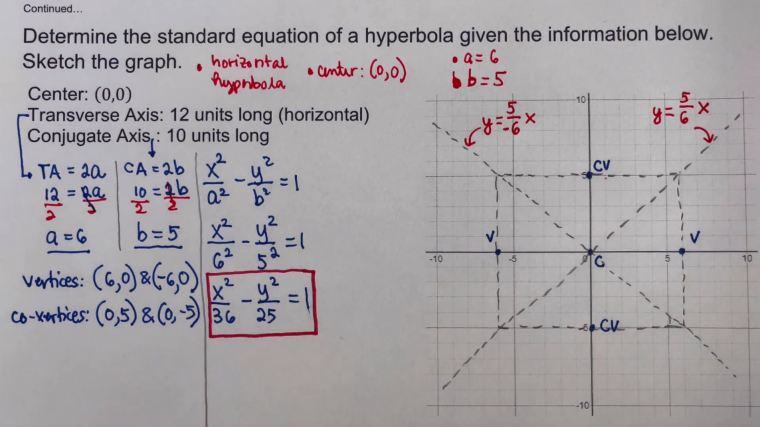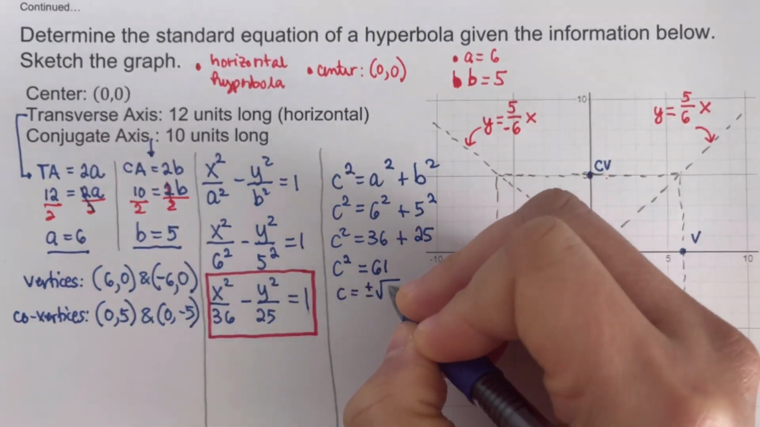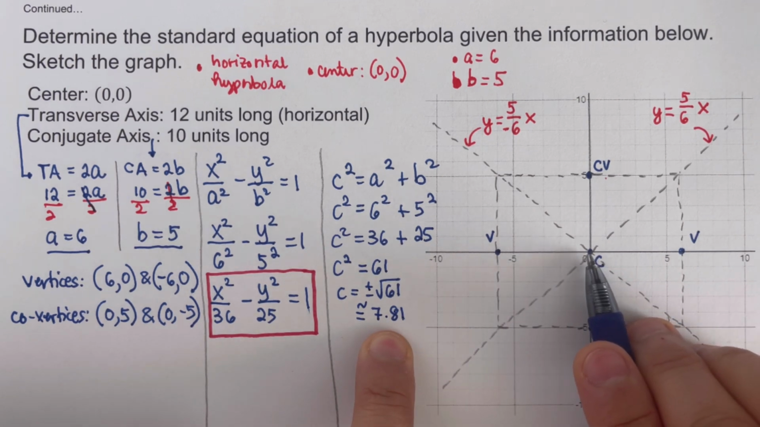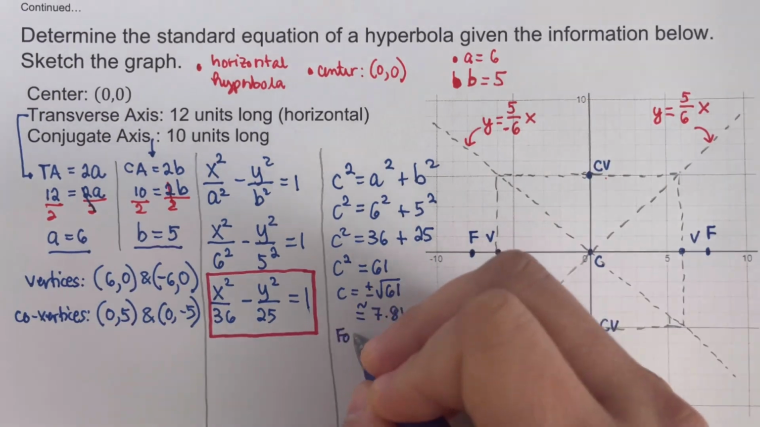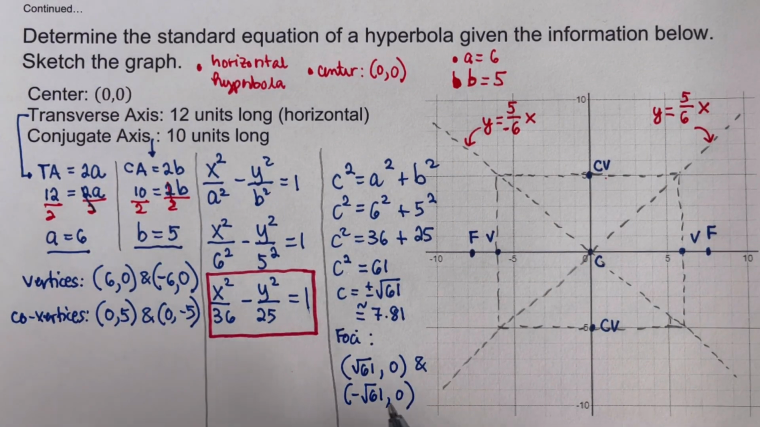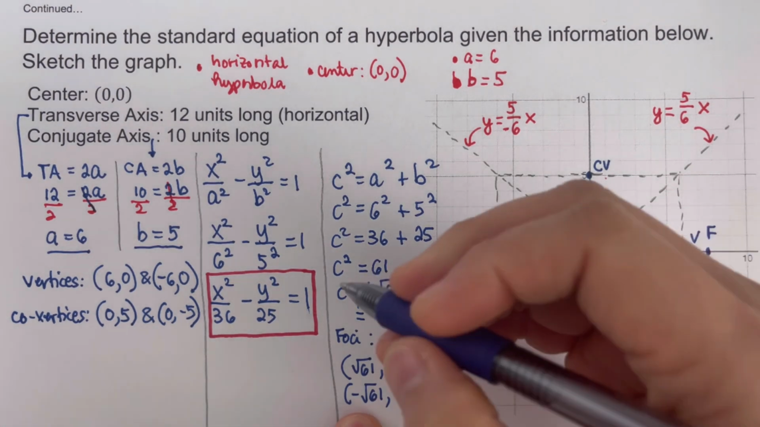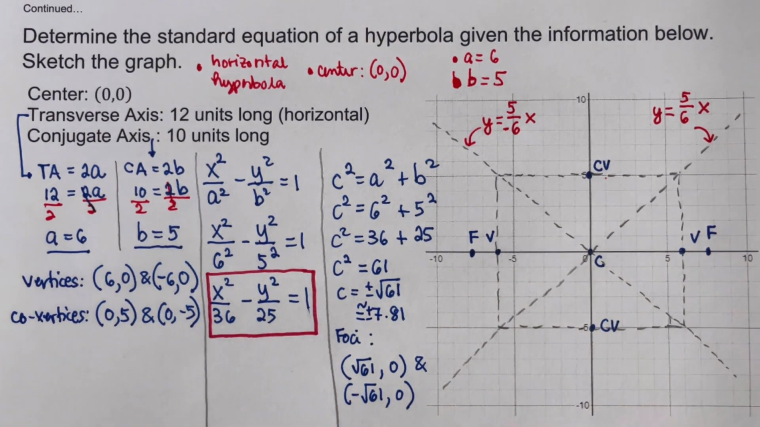So we determine the location of the two foci. We remember that the focus is c distance from the center. We use the equation c squared equals a squared plus b squared to get the value of c. I'm going to show that work up here. The two foci will be located 7.81 steps to the left and 7.81 steps to the right. I'm going to plot those two foci and determine their coordinates. So this one is negative square root of 61, 0, or negative 7.81, and this one is square root of 61, 0. So I sketch the hyperbola.